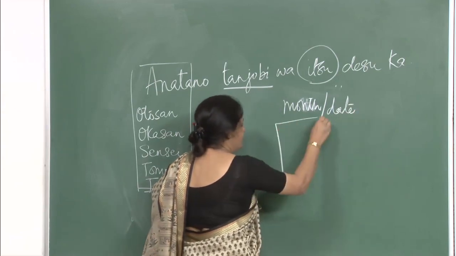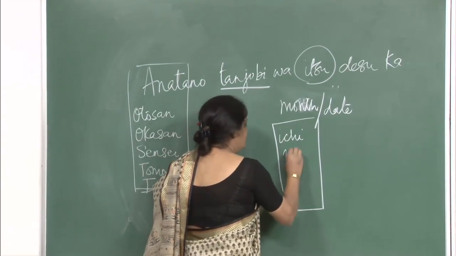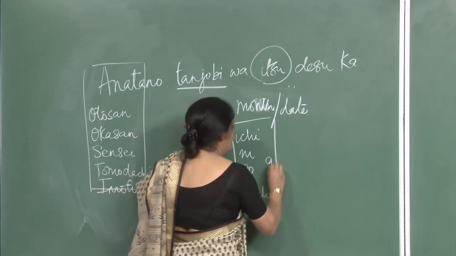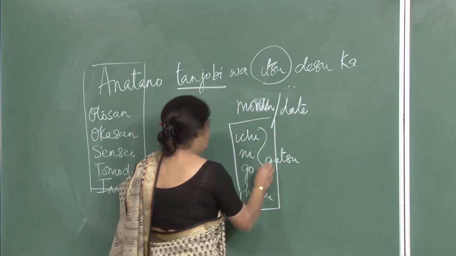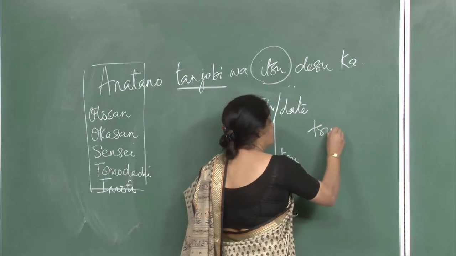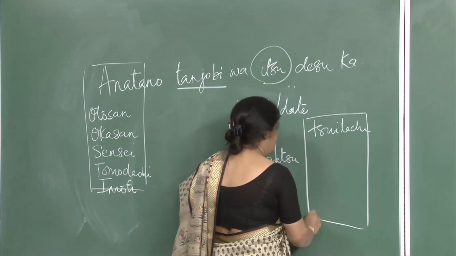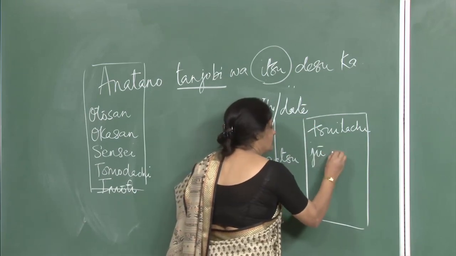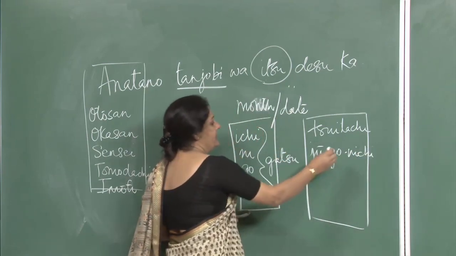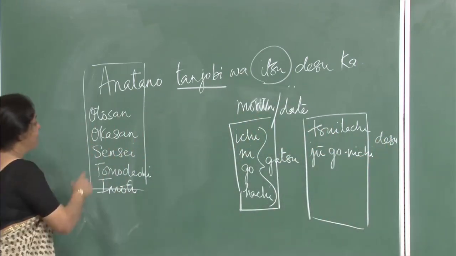So month you can write with, you have done ichigatsu, ichi ni go hachi gatsu, and then date you have done already, so it could be sui tachi or jugonichi or any date you want to put over here. So now you can practice very easily.